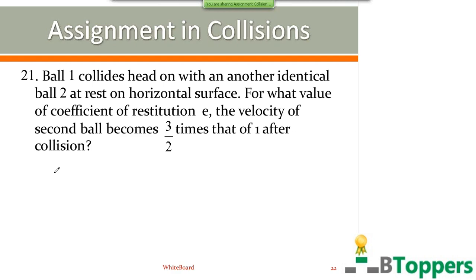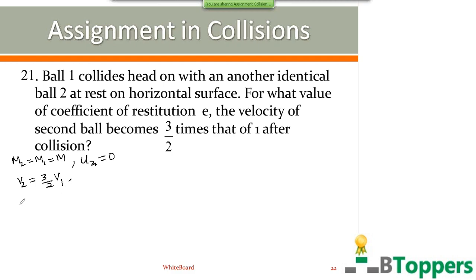So here both the balls are identical, meaning both the balls have the same mass m. So the mass of the second ball is the same as the mass of the first ball. Let m denote the mass of each ball. And the second ball is initially at rest, so U2 is 0. After collision, you have to find the value of the coefficient of restitution so that the velocity of the second ball after collision becomes 3 by 2 times that of the first ball. So V2 can be taken as 3 by 2 times V1.